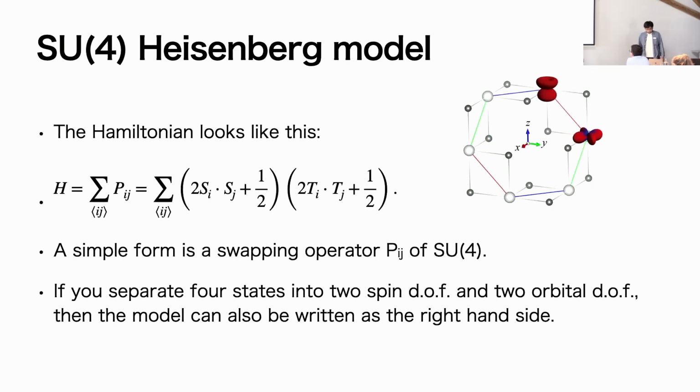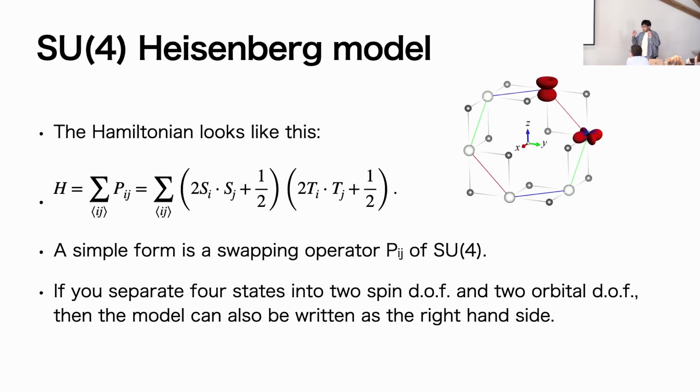Let me quickly introduce the SU4 Heisenberg model, instead of the SU2 Heisenberg model, which was intensively discussed in this workshop. The SU4 Heisenberg model looks like this formula. The simple form is on the left-hand side: H equals the sum of P_ij. P_ij is the so-called swapping operator of SU4 spins, which means that it's just like the Heisenberg model.